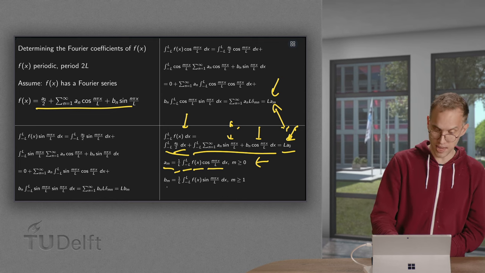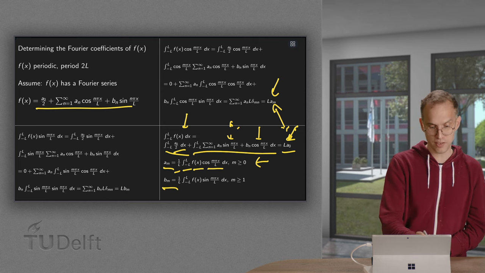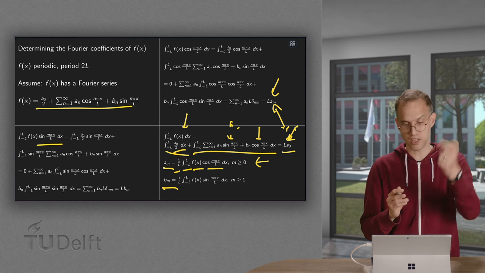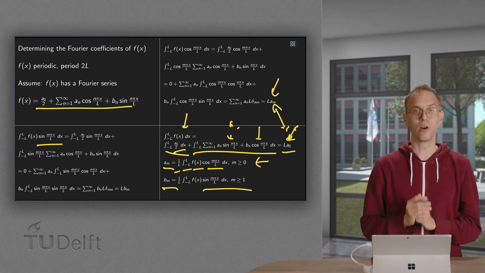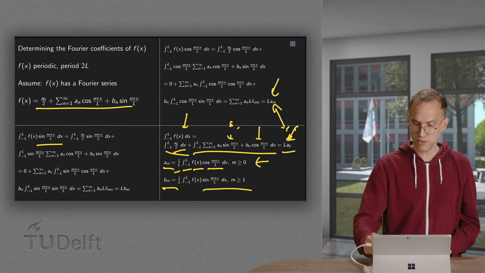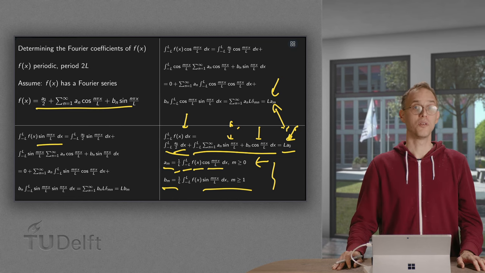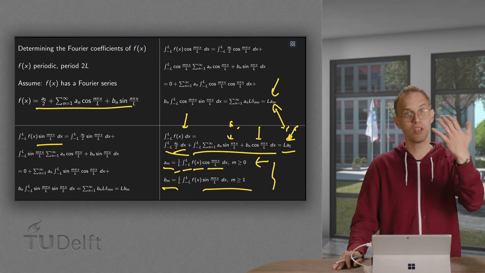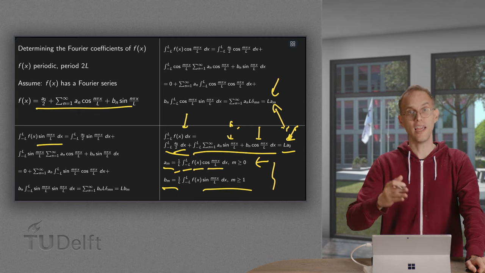And you can find the bm by multiplying your f with the sine of m pi x over L, integrating from minus L to L, and dividing by L, and that gives you all your bms. So these formulas here are very useful to memorize, because those give you your Fourier coefficients am and bm.